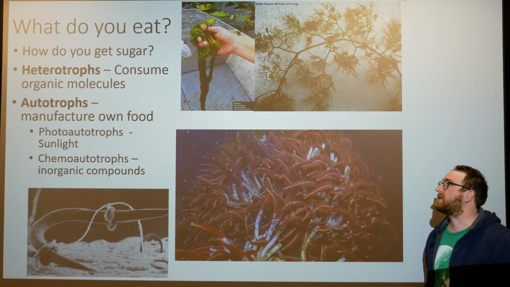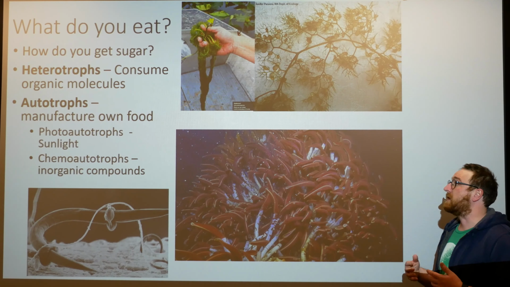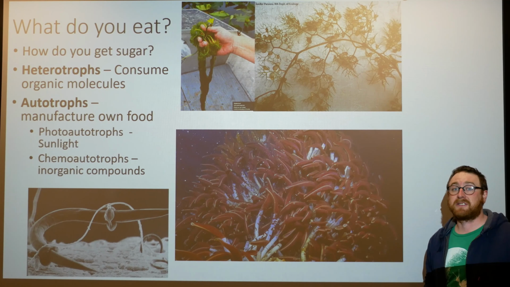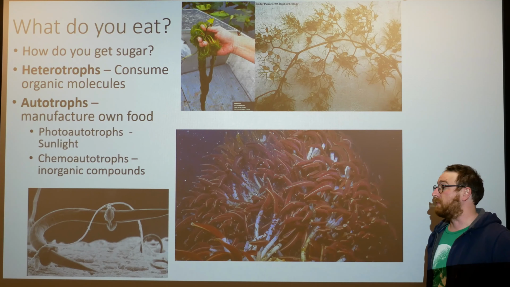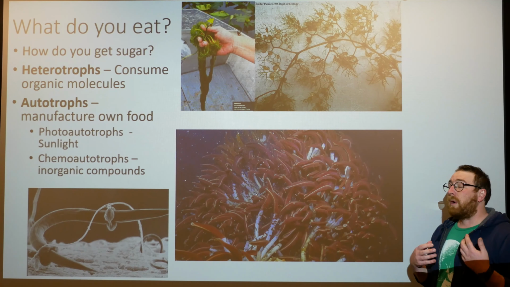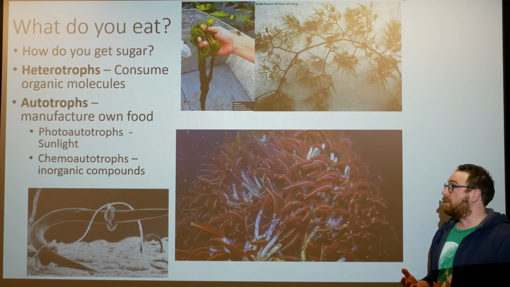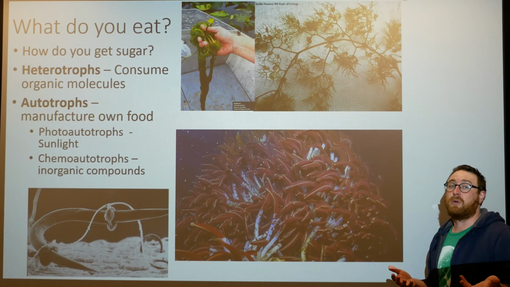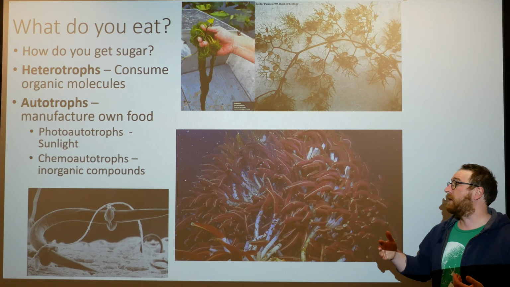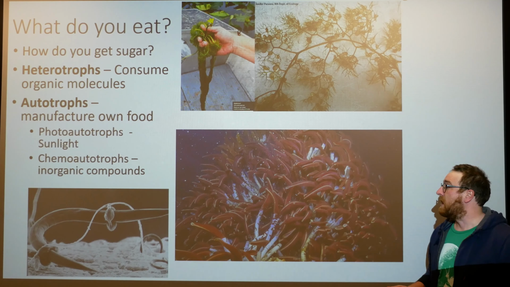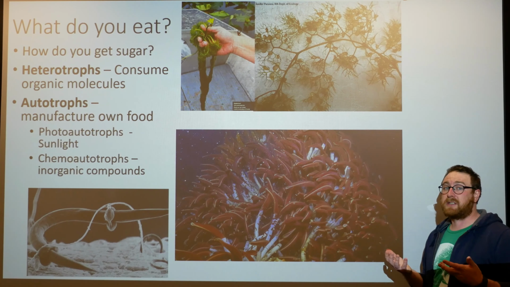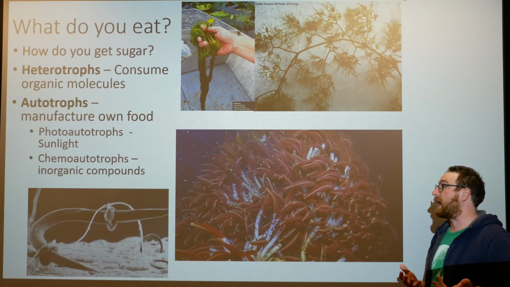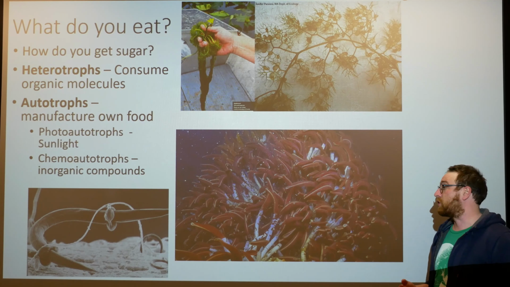First, we have organisms which we term heterotrophs that consume organic molecules. So these are going to be organisms that eat other organisms a lot of the time, or eat decomposing material. But most of life on Earth is composed of autotrophs, and these are organisms that can manufacture their own sugars. They include photoautotrophs, like plants, which use sunlight to make these sugars, or chemoautotrophs, which are able to convert inorganic compounds into those sugars.